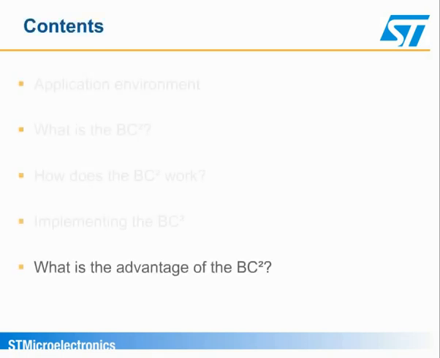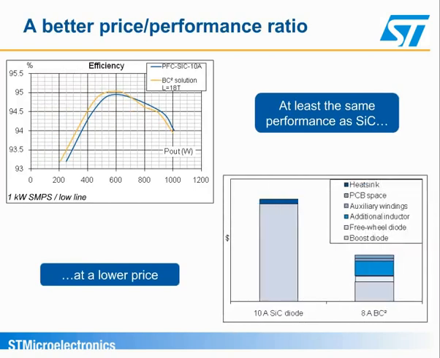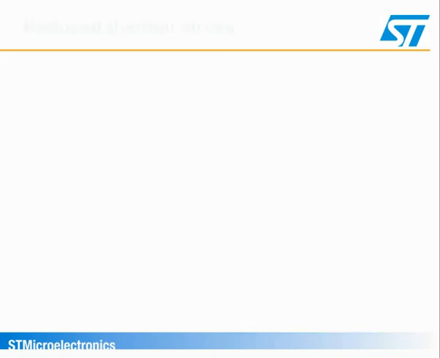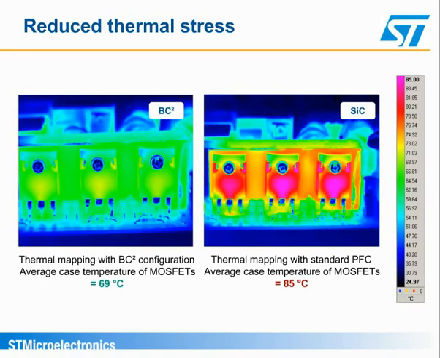Finally, we are going to look at the different advantages of the BC squared. The main advantage of this topology is that it increases the cost-performance ratio of the application. The efficiency is at least as good as with a standard structure using silicon carbide devices, while the price can be divided in half. Another advantage of this topology is that it removes the switching power losses in the MOSFET when turned on. The consequence is that it reduces the junction temperature of the device.